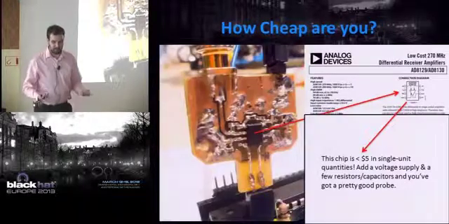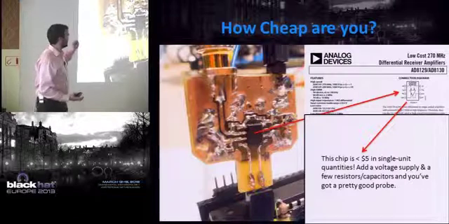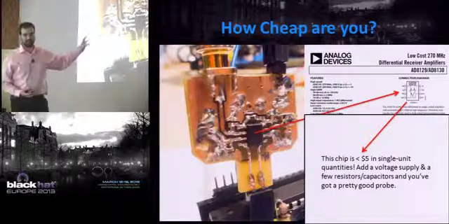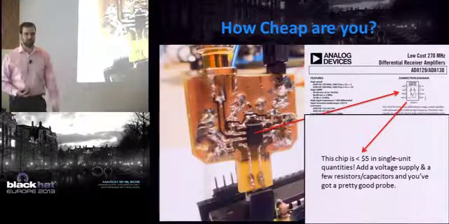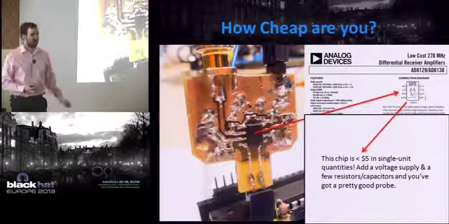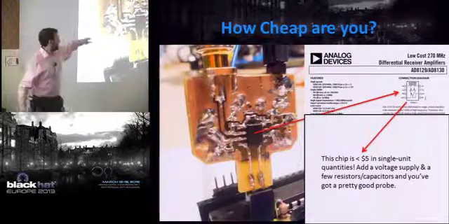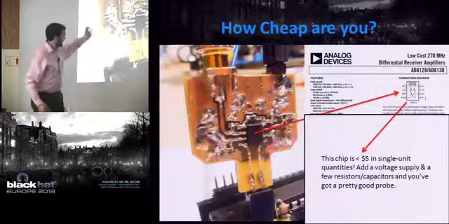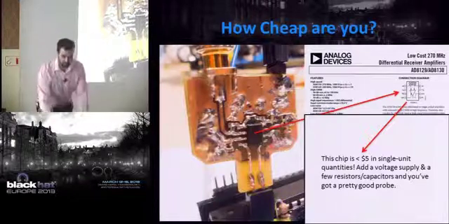So how cheap are you? Again, you can buy an IC that does most of what you need, which is around $4.60, I believe, in single unit quantity. You need a few resistors and capacitors and supporting components, and hey, you get a pretty good differential probe.